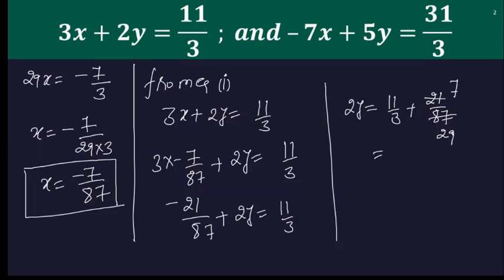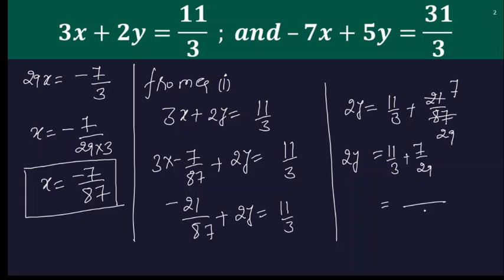So for easy calculation, I'm just cancelling, because easy calculation will make fewer mistakes. That means more accuracy. Okay. So here I found 2y is equal to 11 upon 3 plus 7 upon 29.